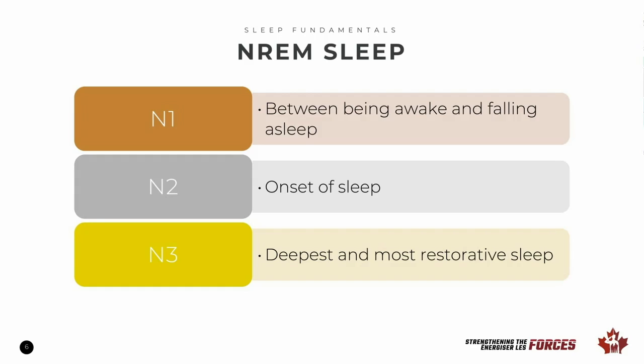N3 is our deepest and most restorative sleep. During this time, our blood pressure drops, our breathing becomes slower, our muscles relax, our blood supply to our muscles increases, tissue growth and repair occurs, energy is restored, and hormones are released. This sleep occurs predominantly in the first half of the night, during the first 2 sleep cycles.